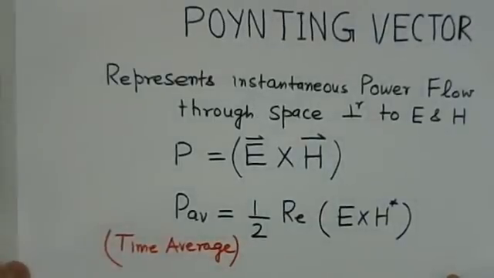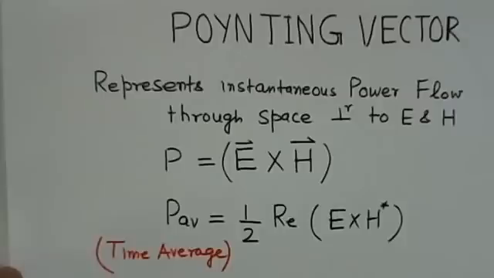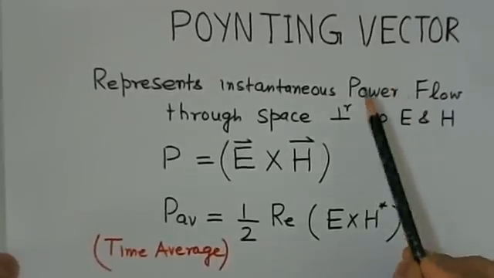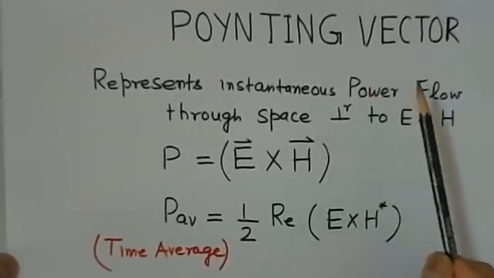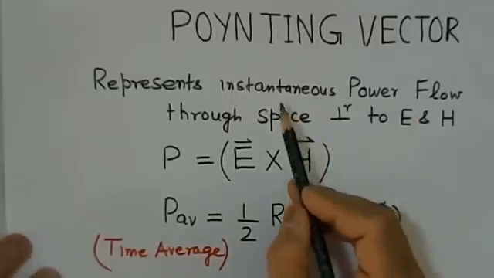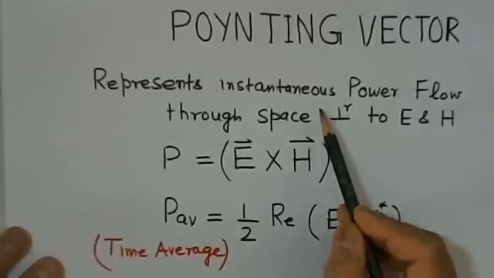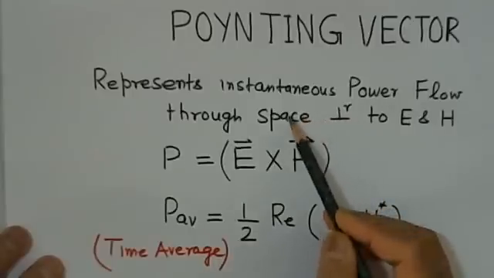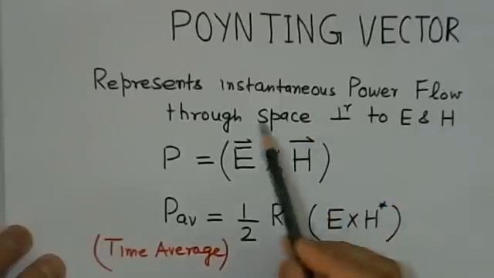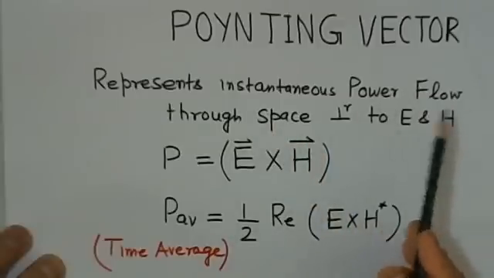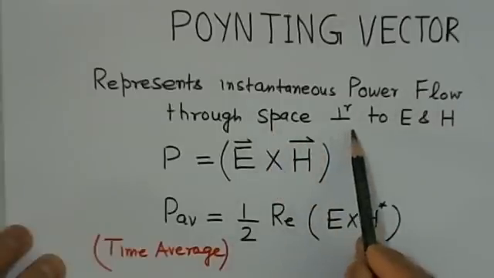Now the third part here is a very important relation, that is the Poynting vector. When the electromagnetic waves are propagating through the media, the energy also propagates along with the waves. How the energy propagates with the waves is represented by the Poynting vector, which indicates the instantaneous power flow through space.